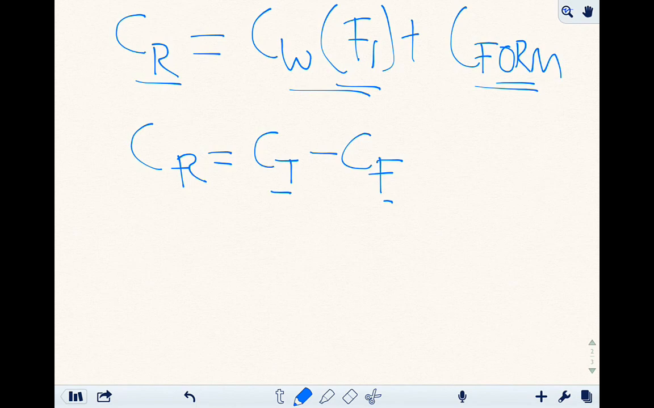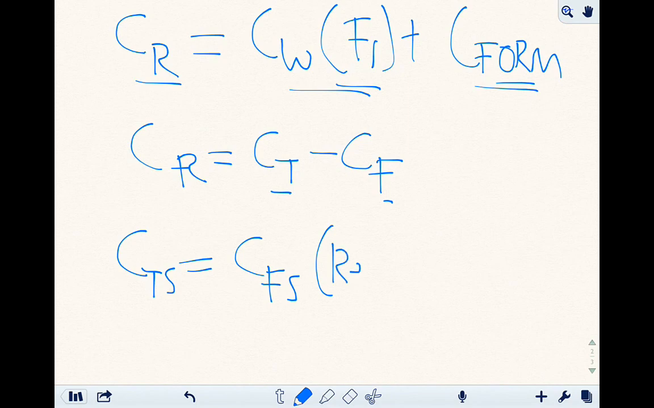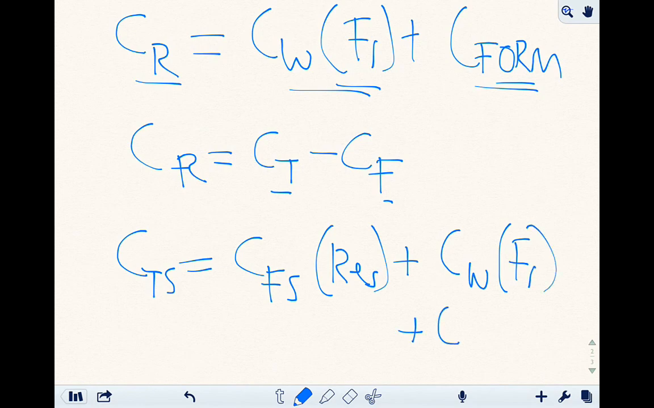So let's go and start thinking about computing. How are we going to get the full scale total resistance coefficient? So what does that look like? CTS is equal to CF on the full scale, which is a function of the Reynolds number of the full scale, plus the wave drag of the full scale, which is a function of the Froude number, which is the same for both, plus the form drag. I'm running out of room here. But these last two together are the residuary drag.